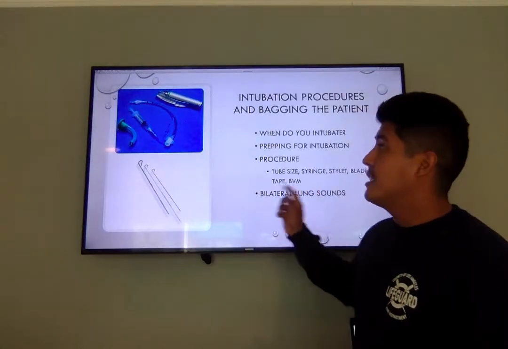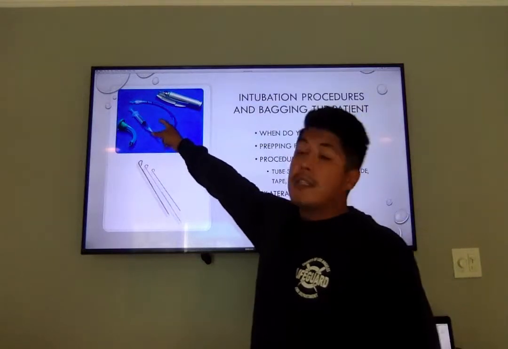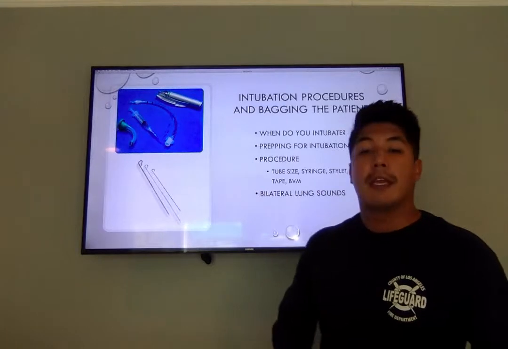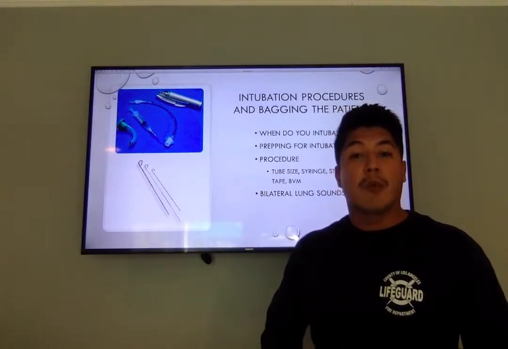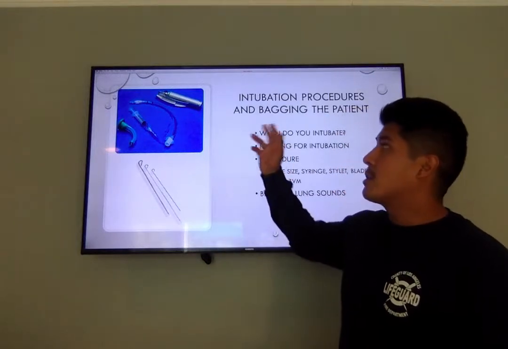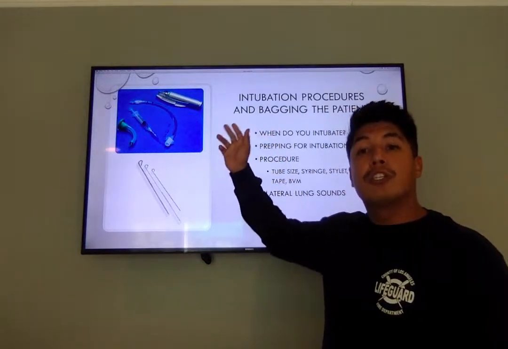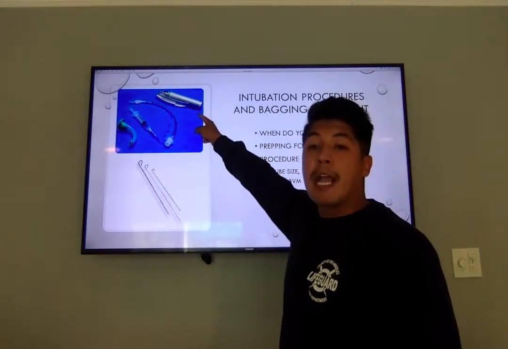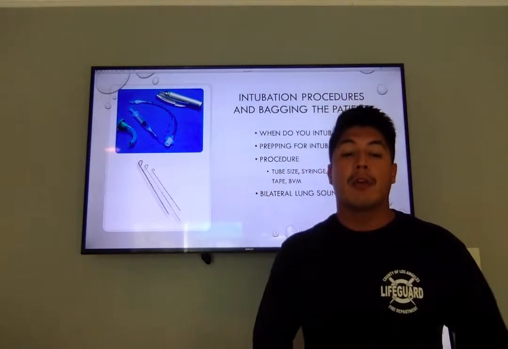Then we can take a 10 cc syringe, attach it to the tube, and then deflate this balloon here at the end. Once that's done, we can open the packaging for our stylet. Just make sure you keep it sterile. Then we can ask our medic which blade or laryngoscope type they would like. This here is a curved blade. This is a Mac blade. We also have a straight blade or a Miller blade.